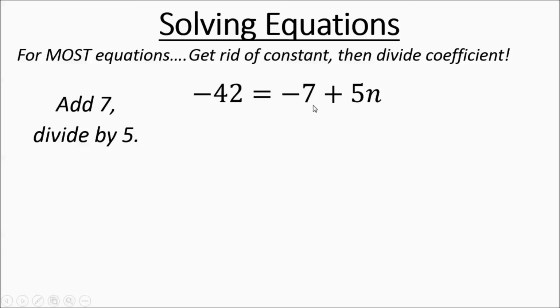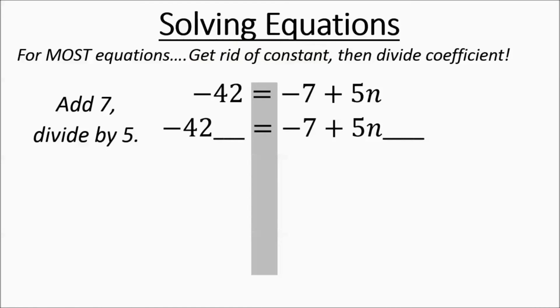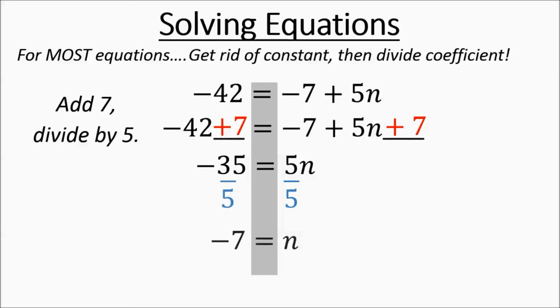There's the negative 7 that we want to get rid of first. So we're going to get rid of the constant. We're going to leave some space. We're going to add 7 to both sides. We have negative 35 equaling 5n. To get rid of the 5, we're going to divide it out. So we have n equaling negative 7.